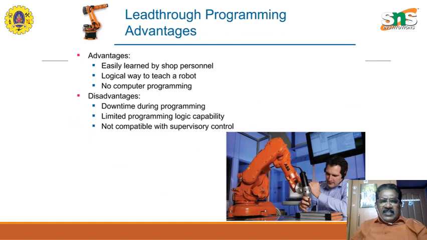What are the advantages? It is easily learned by shop personnel. It is a logical way to teach a robot. No programming is needed, because you physically move around and register the points. What are the disadvantages? The downtime is definitely very high. There is limited programming and logic capability. It cannot take decisions, and it is not compatible with supervisory control.